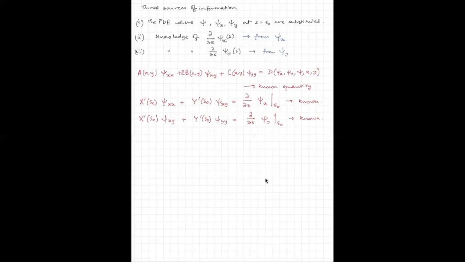So you can bring all of this together and write it in the form of a matrix, which is like a, 2b, c, x prime s naught, y prime s naught, 0, 0, x prime s naught, y prime s naught, and this is psi xx, psi xy, psi yy, and this is a known vector.